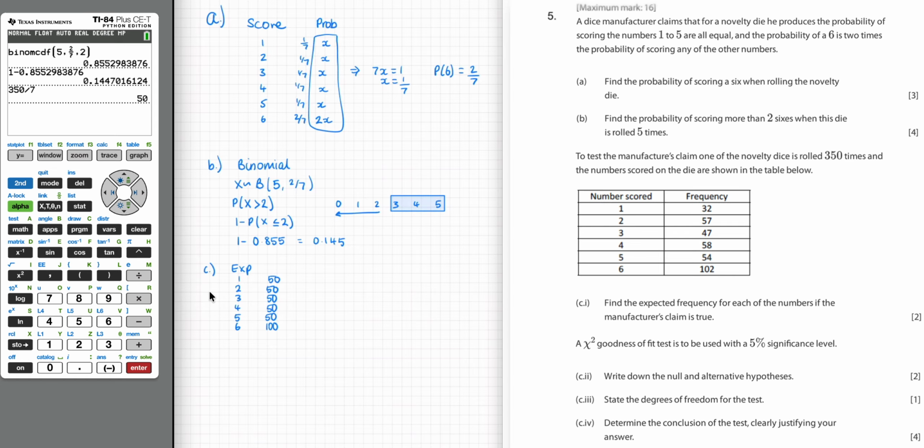So that's part C, part 1. And then C, part 2 is to write down the null and the alternative hypothesis.